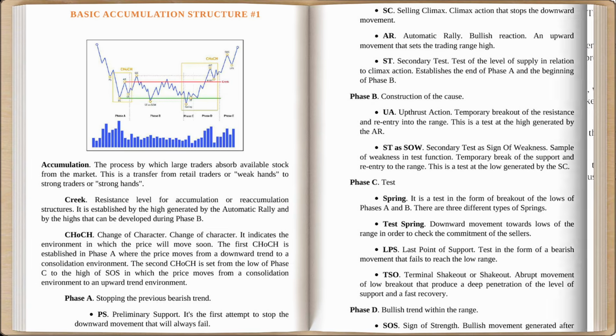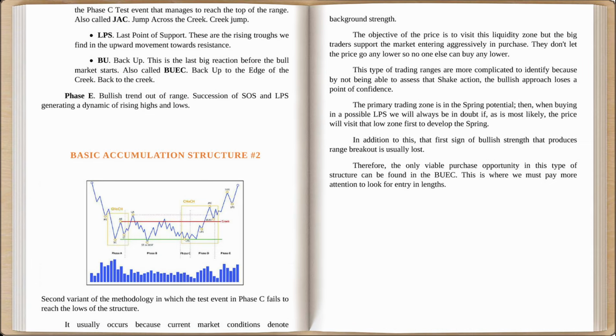Phase D, bullish trend within the range. SOS, sign of strength. Bullish movement generated after the phase C test event that manages to reach the top of the range, also called JAC, jump across the creek. LPS, last point of support. These are the rising troughs we find in the upward movement towards resistance.